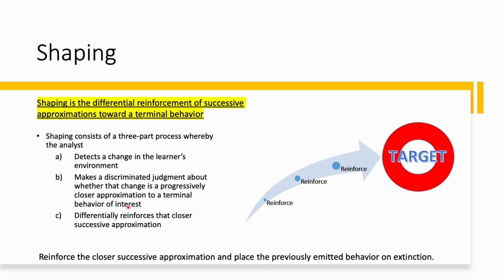So what I'm going to do is differentially reinforce that closer successive approximation. I'm going to go ahead and deliver reinforcement for that sound of app. And then once that response is occurring consistently, I'm going to push for a greater response. Now I'm no longer going to reinforce the sound app, because app is not my target response that I'm looking for. I'm going to push a little bit further, and I'm going to see, well, what sound can they engage in now? And maybe they say apapa.